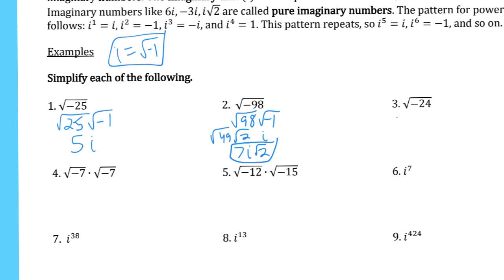Same with the square root of 24. Square root of 4, square root of 6, and then square root of negative 1. That would be 2i square root of 6. That's the answer. So break it up into its factors, and separate out the real versus the imaginary factors to do this.